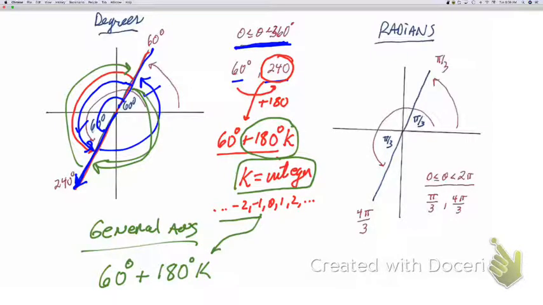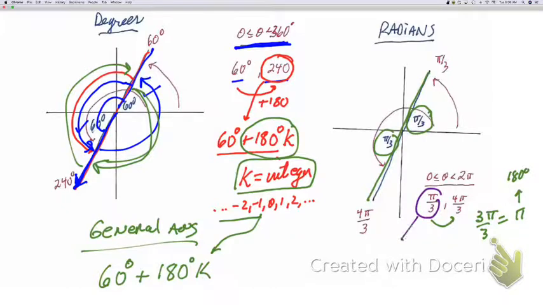Now if we're in radians, then our 60 degree reference angle is pi over 3. And again, look how they make that straight line. We would say, what's the difference between pi over 3 and 4 pi over 3? Well, it's 3 pi over 3, which is pi, which is our 180 degrees we just talked about. So we would do the same thing here to get a general answer, only we're doing it in radians. We start with pi over 3, and we add pi. When we do that, we get our 4 pi over 3.